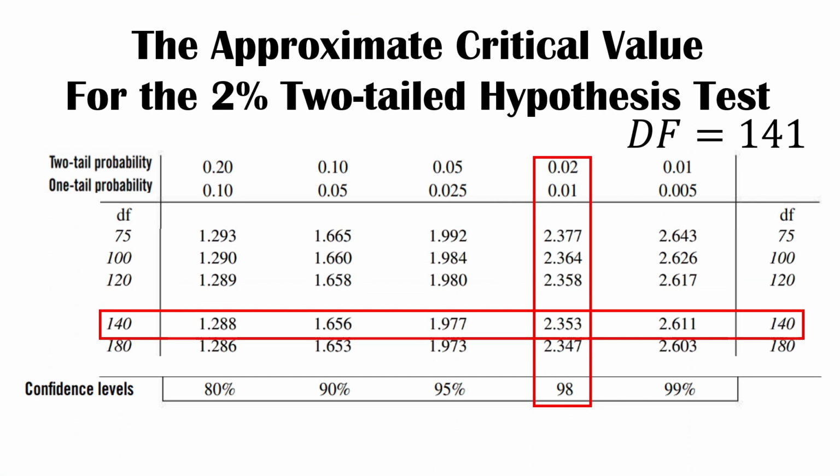Now, how did I know it was 2.353? Well, we're looking at the exact same table, the same degrees of freedom. The critical value is the same. So the point here is that constructing a 98% confidence interval is equivalent to conducting a two-tailed test at the 2% level of significance.